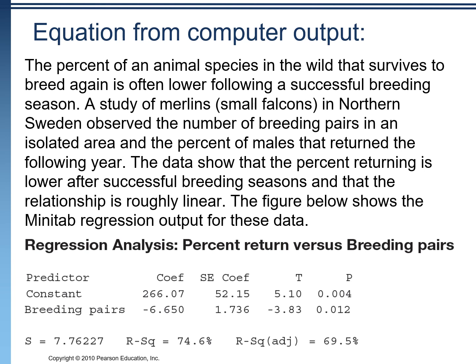Lastly, sometimes we're not going to get any data at all. Instead, it's just going to give us a computer output that's based on that data. So here we're looking at the percent of animal species in the wild that survive to breed again. Oftentimes it's lower after a successful year. We have a study of merlins, which are small falcons. It's taken from northern Sweden, and it gives us this output here.